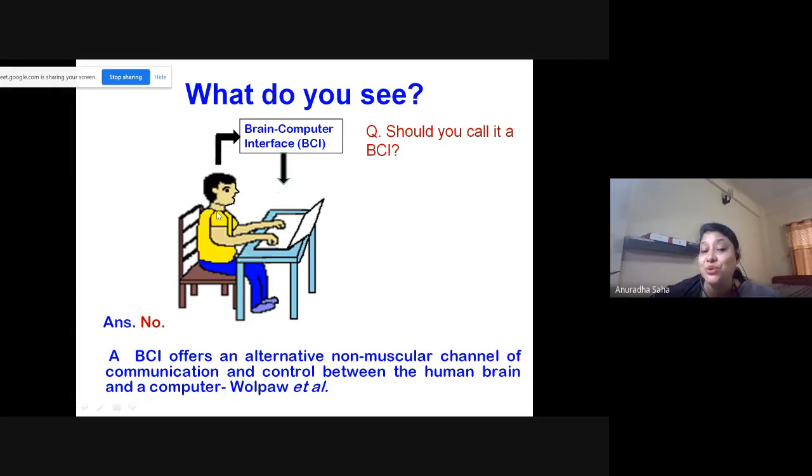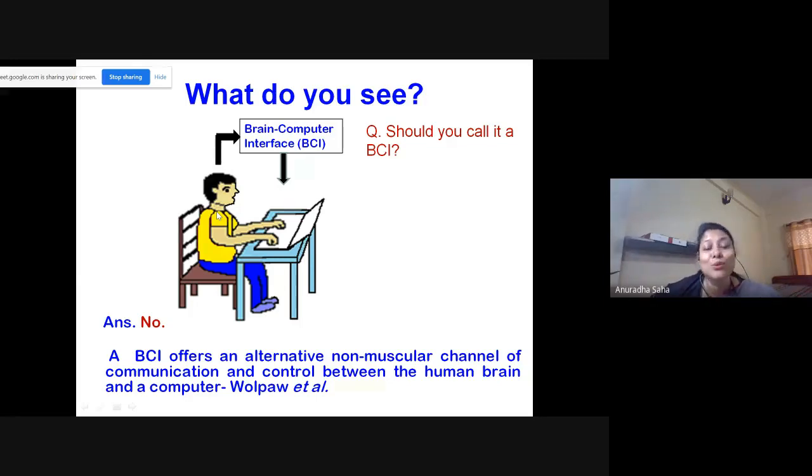Why? Because the BCI usually offers an alternative non-muscular channel of communication and control between the human brain and computer. Even if we are applying our brain signals, or involving our brain to perform this work using our laptop or PC, that doesn't mean this is a brain-computer interface, because here we are doing some kind of muscular communication. I'm talking right now, so there is a kind of gesture itself. So that is not a BCI. What is BCI? There must be a non-muscular channel.